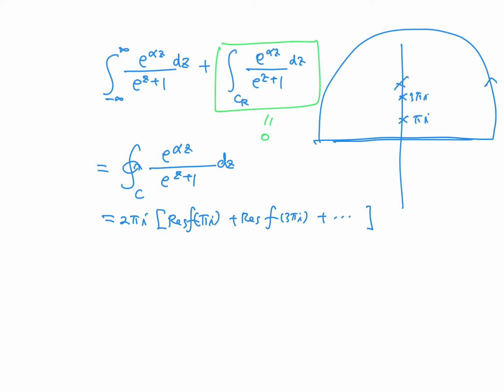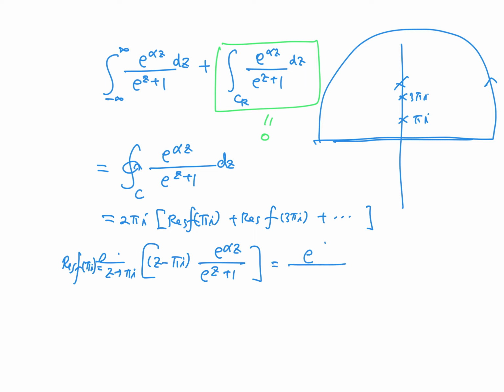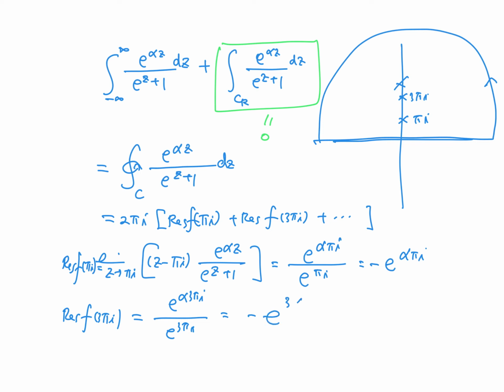So let's try to find the residue. This is very simple actually. Residue at pi i is equal to the limit as z goes to pi i of (z minus pi i) exponential alpha z over exponential z plus 1, and then you can apply N(z) over D prime(z). So this is basically exponential alpha pi i over exponential pi i, which is minus exponential alpha pi i. The residue at 3 pi i we can do the same thing. Exponential 3 pi i is basically minus one, so it is minus exponential 3 alpha pi i.